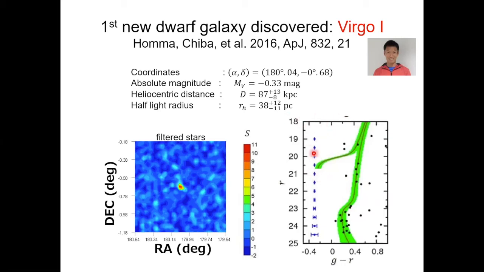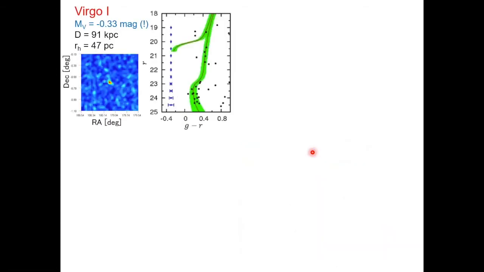And similarly, we found more satellites. Okay, so this is the first paper. After that, we revised our method, and the parameters are somewhat revised. But anyway, Virgo 1 has an absolute V magnitude of only minus 0.33. So it's very faint. This total brightness is the sum of the stars inside this blue band.